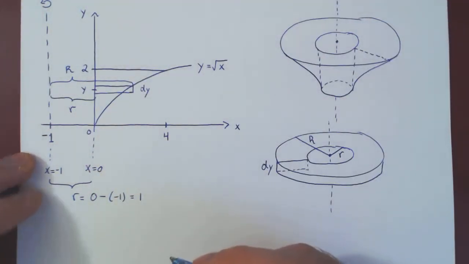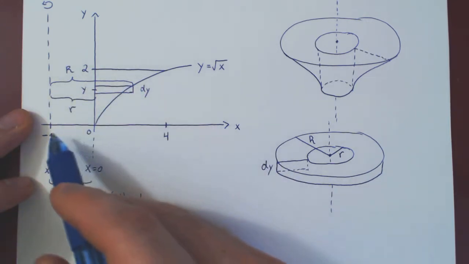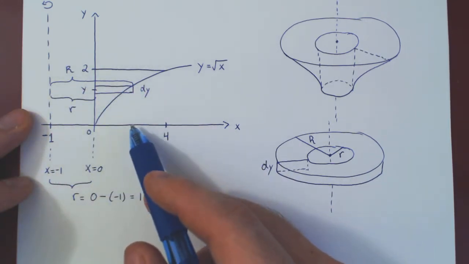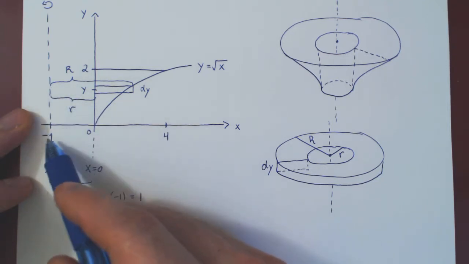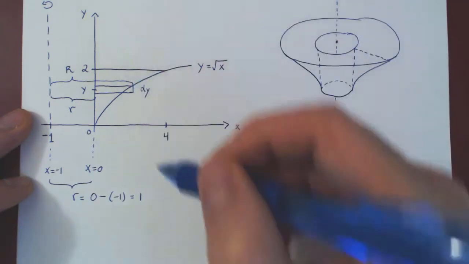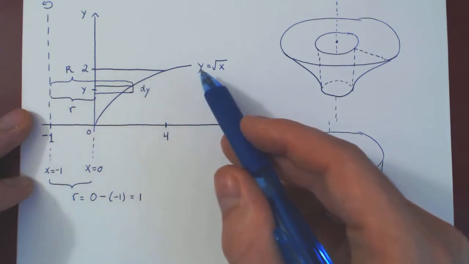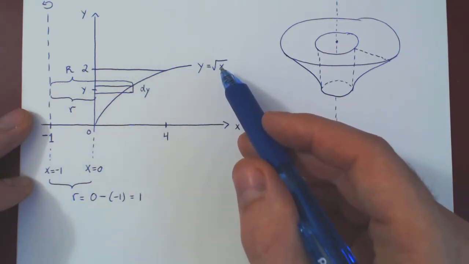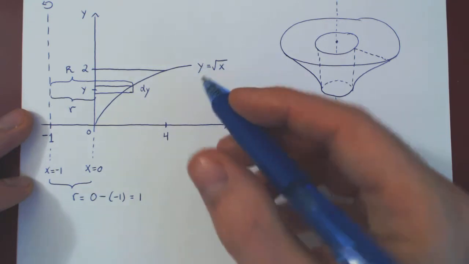And that is the larger radius. Well, again, it is a horizontal segment along the x-axis, so we need the larger x value and the smaller x value. We already have the smaller x value, it is -1. What is the larger x value? Well, at this point we are on the curve y equals root of x. We want the x value, so square both sides, and so x will be y squared.